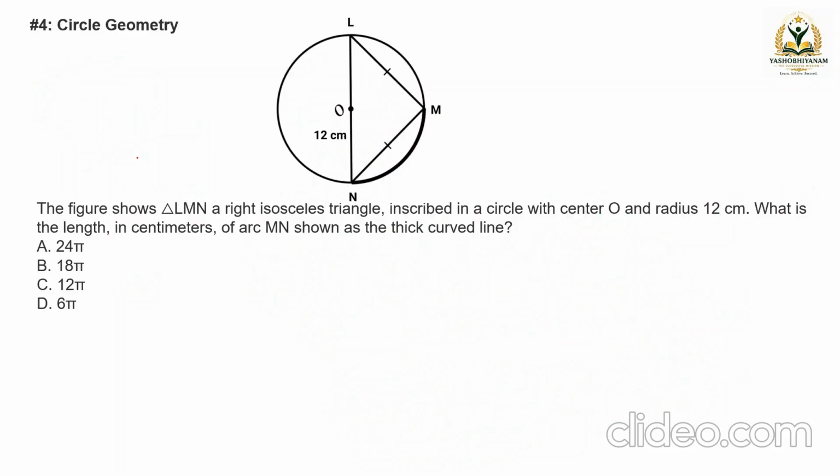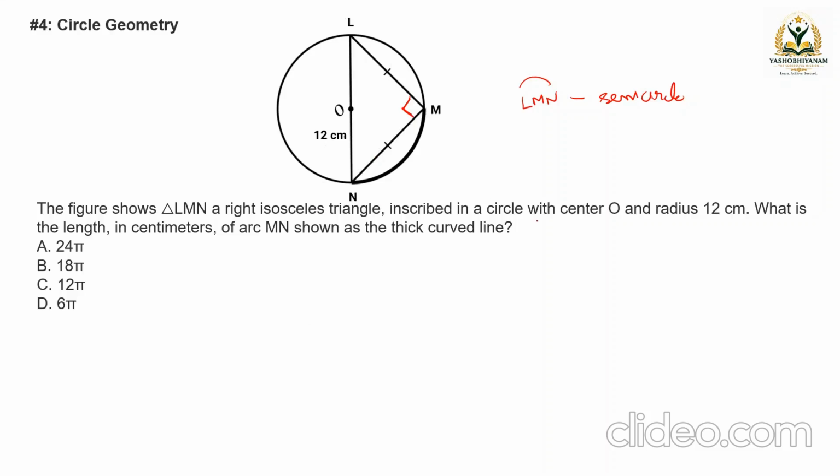Next one is on circle geometry, a very important topic in ACT. The figure shows triangle LMN is a right angle isosceles triangle. It is a right angle triangle because of the angle in a semicircle. Here, you can see that LN is the diameter and arc LMN is a semicircle. This is very clear from the figure itself because LN passes through O, LN is a diameter, right? So triangle LMN is an isosceles right triangle. It has to be right angled at M because that is the angle in the semicircle. So this is a circle theorem that you are using here.